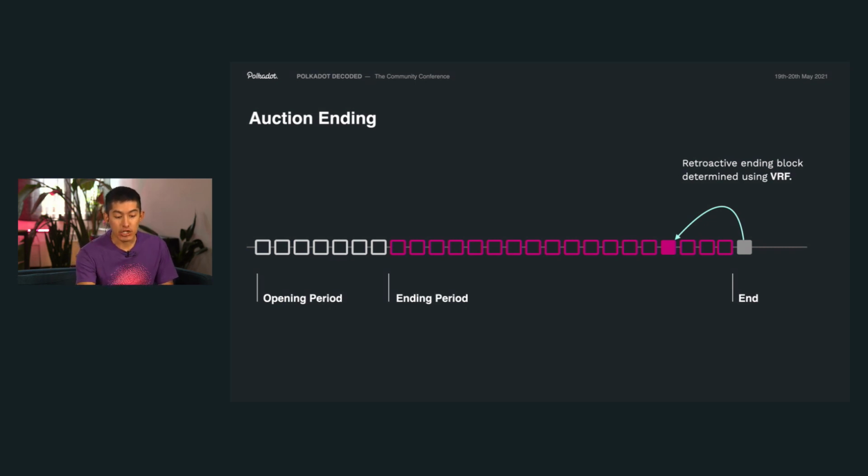But the way that we manage the random ending is basically we go through the entire ending period, and each block during the ending period, we capture a snapshot of the current winners. We keep that snapshot all the way till the very end, and then after the entire ending period is over, we retroactively generate some randomness using a verifiable random function to then select which of the snapshots was actually the end time of the auction, and of course who the winners are.